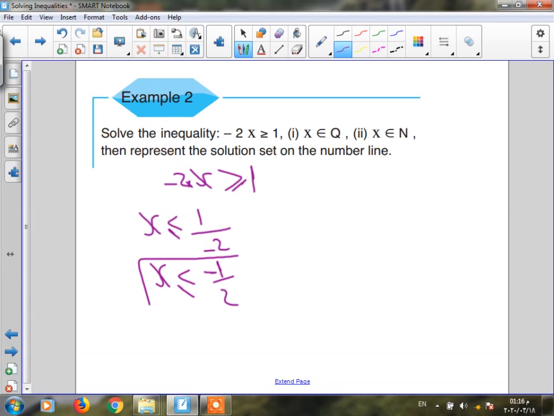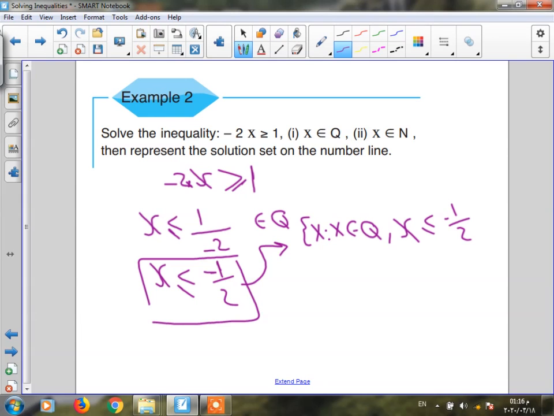If I want to get the solution set in Q, write x such that x belongs to rational and x is less than or equal to negative half. But in natural numbers, we can't find any number less than negative half, so the solution set is empty.